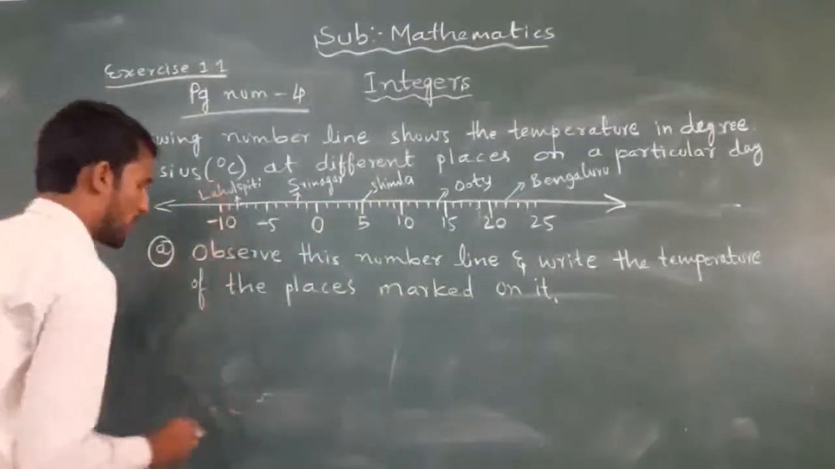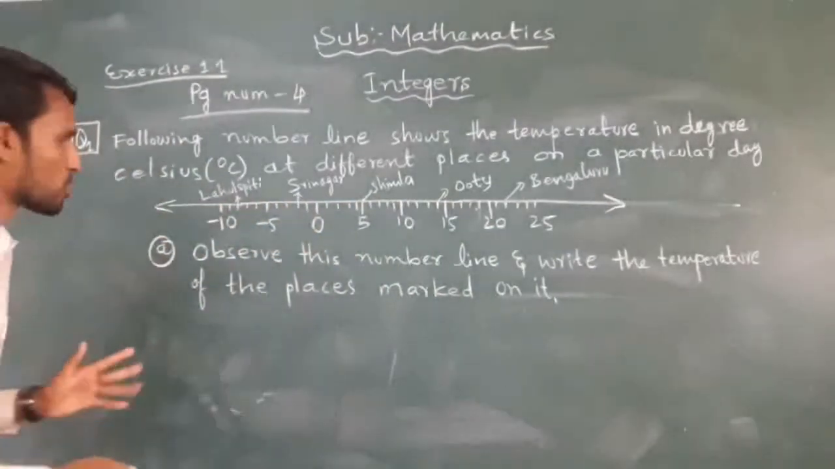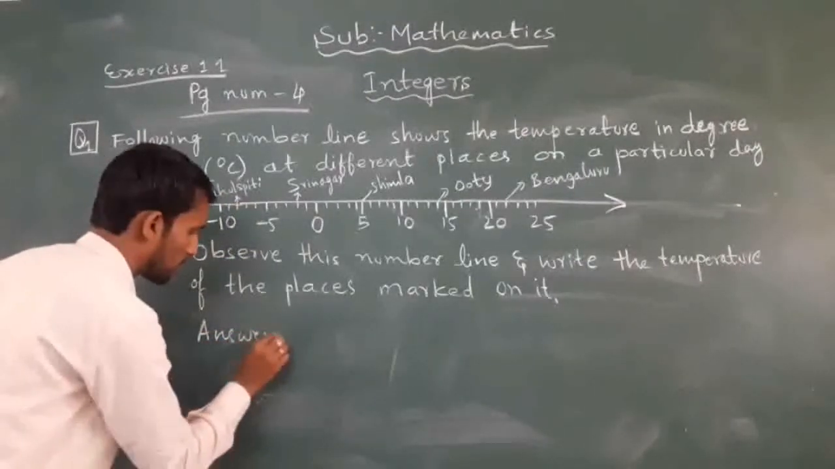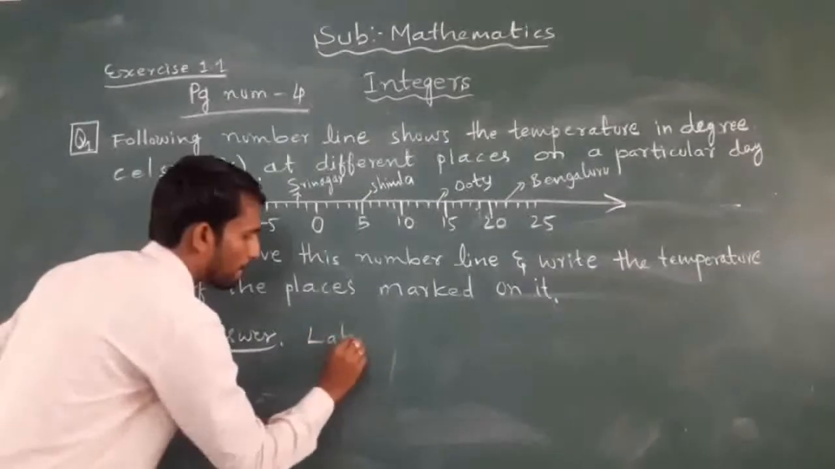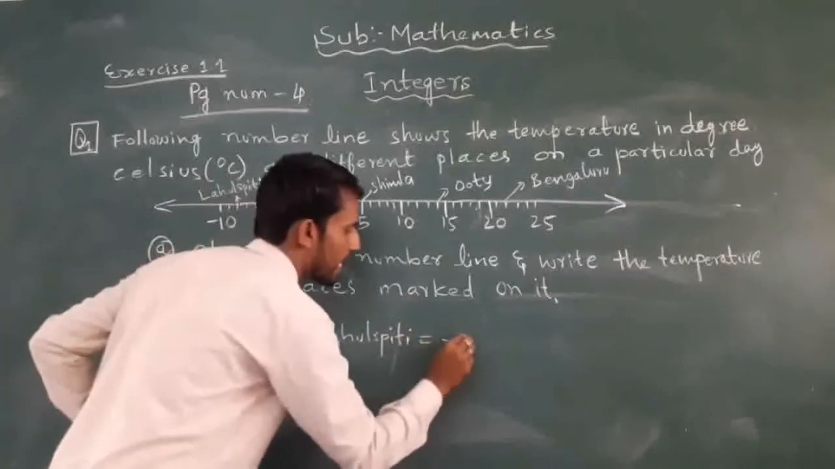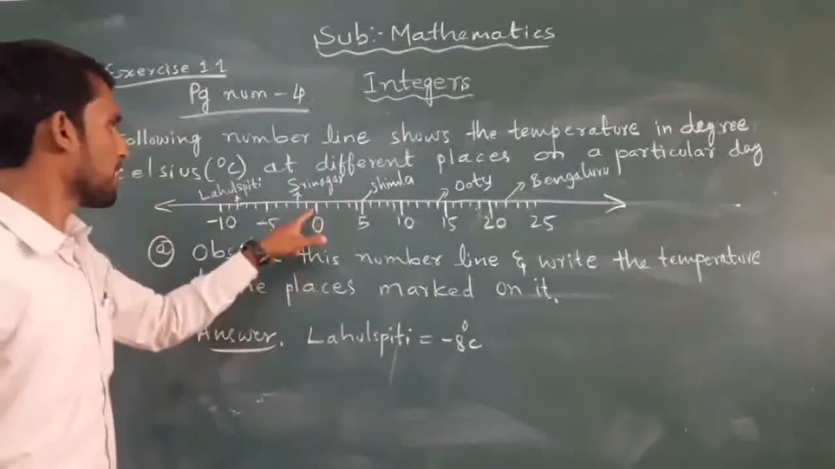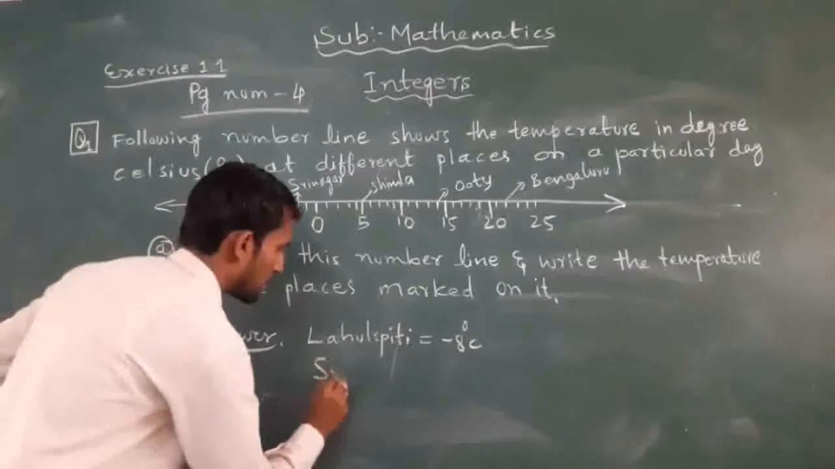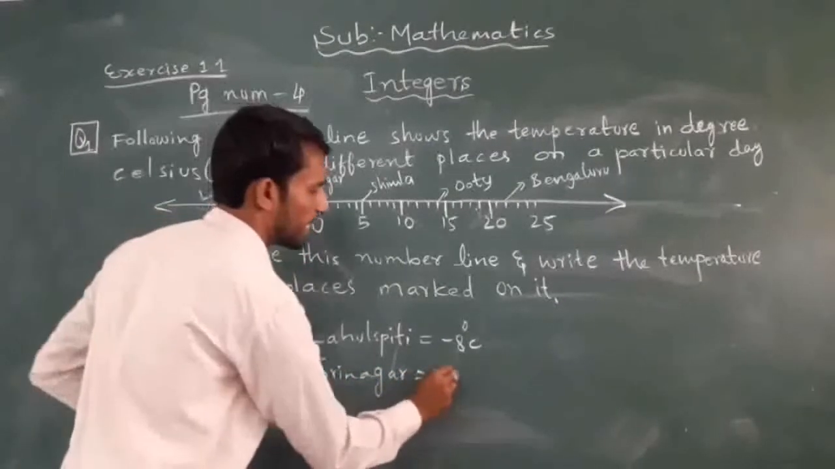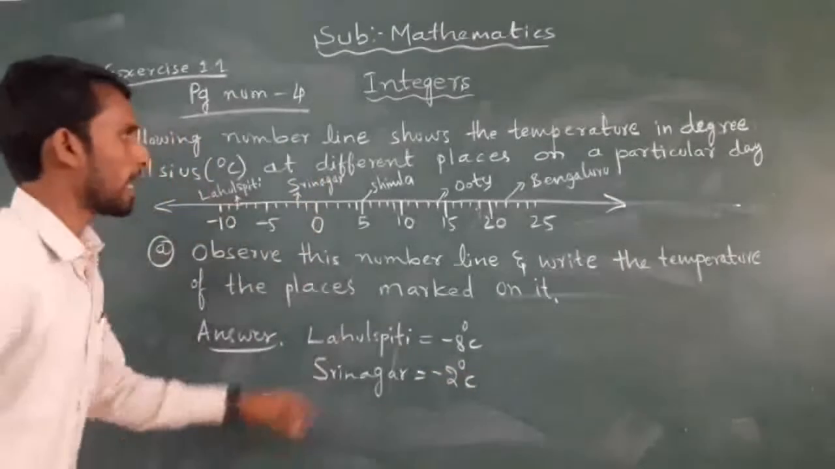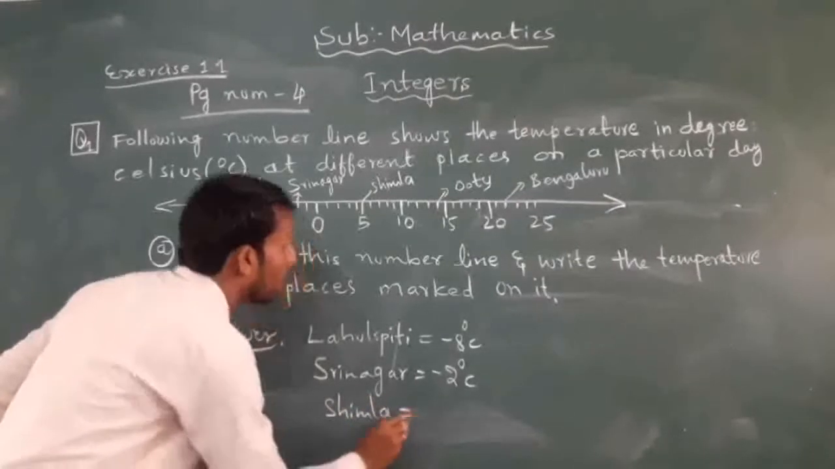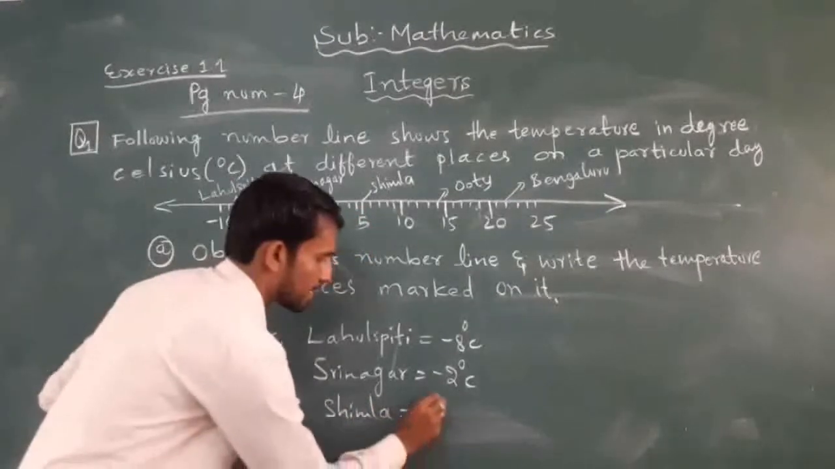See here, first one I am taking from the negative side. First one, Lahaul Spiti. Lahaul Spiti temperature is minus 8 degrees Celsius. Next I am taking Srinagar temperature. Srinagar is minus 2 degrees Celsius, and Shimla here 5 degrees Celsius.